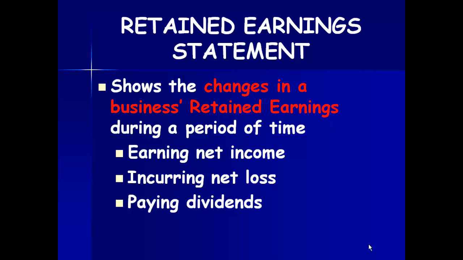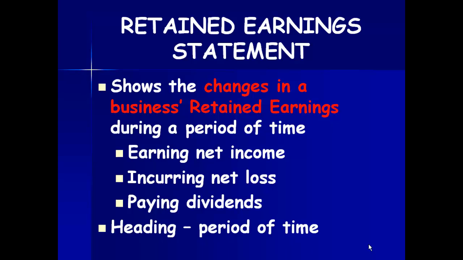Earning a net income makes the net worth of my business go up. Incurring a net loss makes the net worth of my business go down. Paying dividends will make my retained earnings go down because I did not retain those earnings. I paid them out as a dividend. So the items which will affect my net worth during the period are my net income or net loss, and then my dividends.